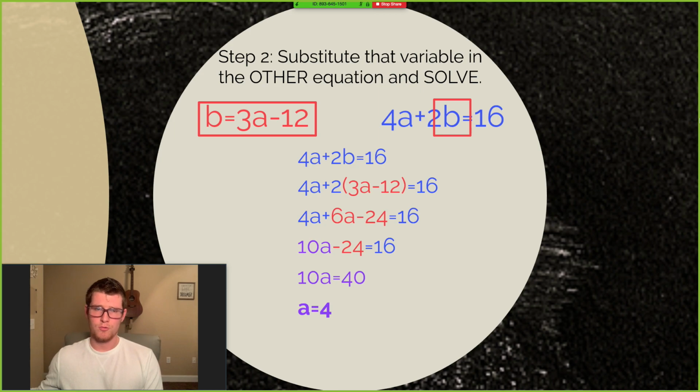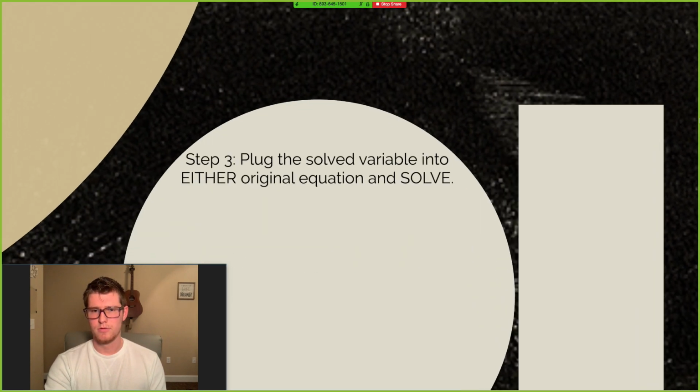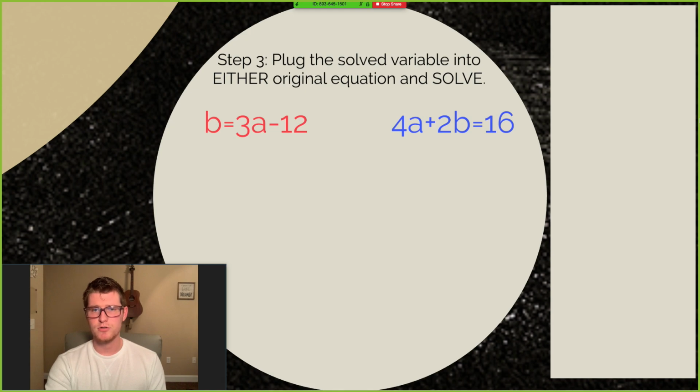Okay, so the reason you isolate the variable is so that you can plug it into the other equation when that variable comes up. So we have our two equations. We've already solved for a. We just need to know what b is. Okay, and the way to do that is to follow step 3. Plug the solved variable into either original equation and solve.